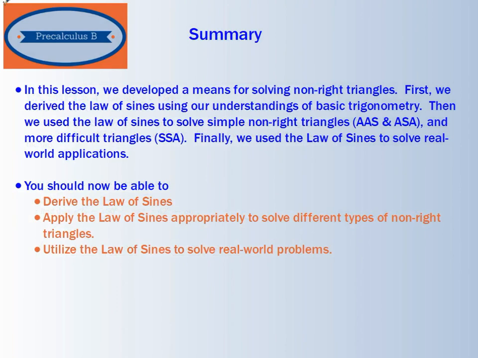So in this lesson, we developed a means for solving non-right triangles. We derived the law of sines using our understandings of just basic trigonometry, and then we used the law of sines to solve simple non-right triangles that involved angle-angle-side or angle-side-angle, and then the more difficult side-side-angle scenario in which we had that ambiguous case, or the potential for the ambiguous case. Finally, we used the law of sines to solve real-world applications. So you should be able to derive the law of sines and apply it to different types of non-right triangles, and you should be able to utilize that in solving real-world problems that would use the law of sines.